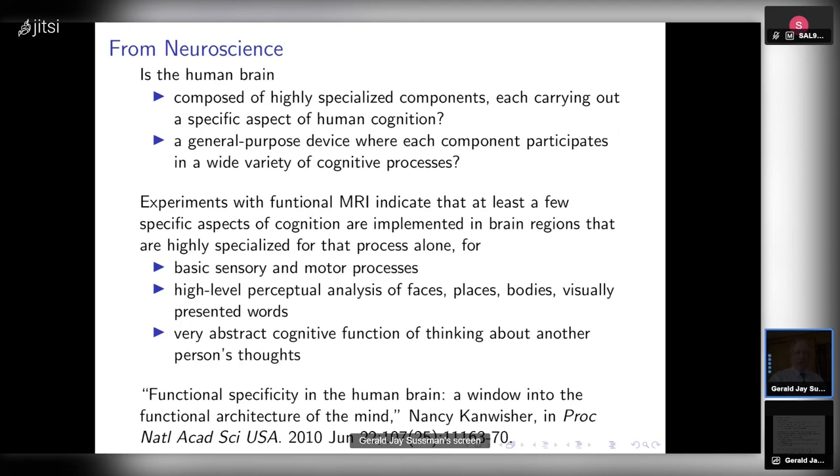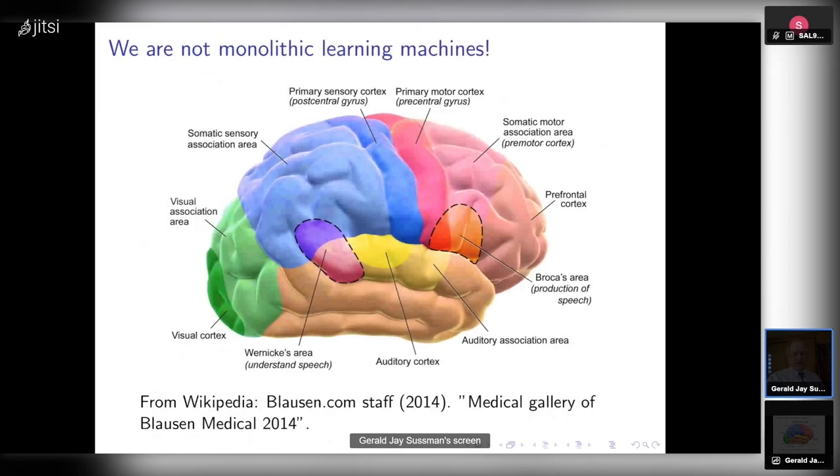But also we know that there are regions for bodies, body parts, and visually presented words. And there are even parts of the brain that appear to be specialized for things like thinking about another person's thoughts, theory of mind. So this is something we know from neuroscience research and from behavioral science research. Well, that's all I'm saying here.